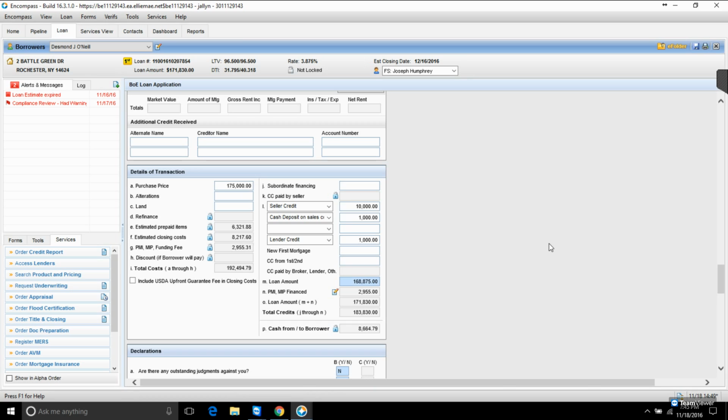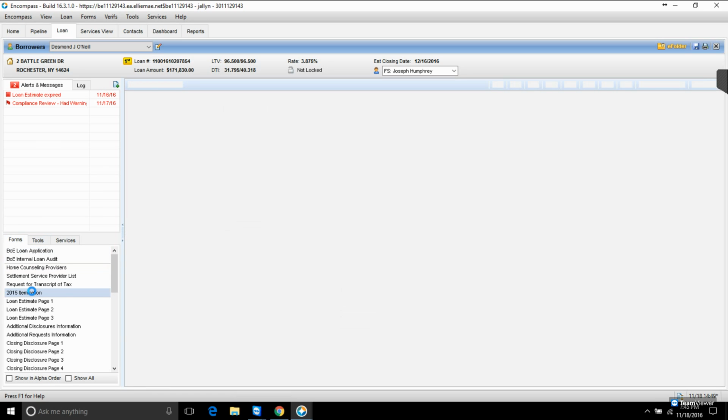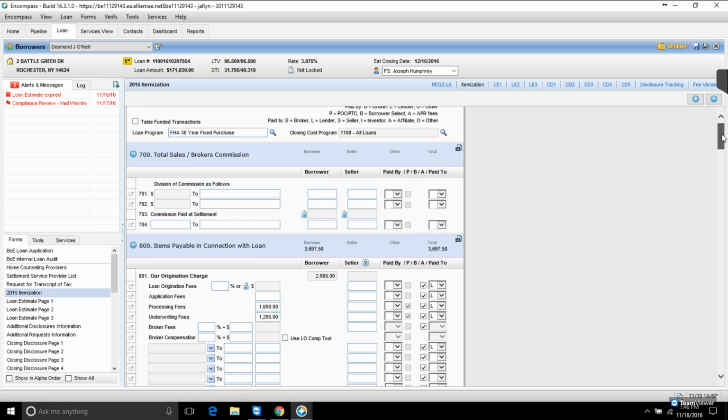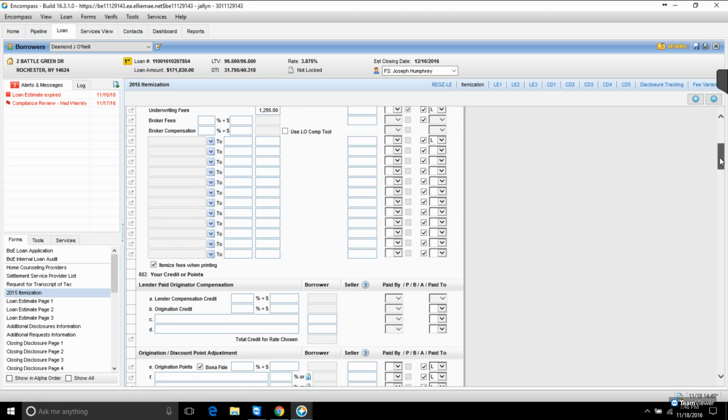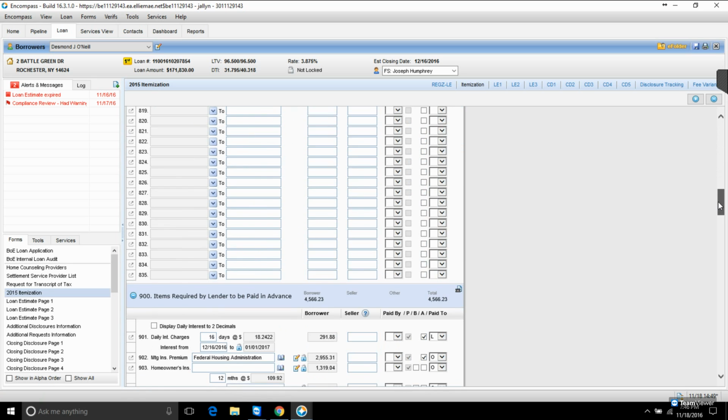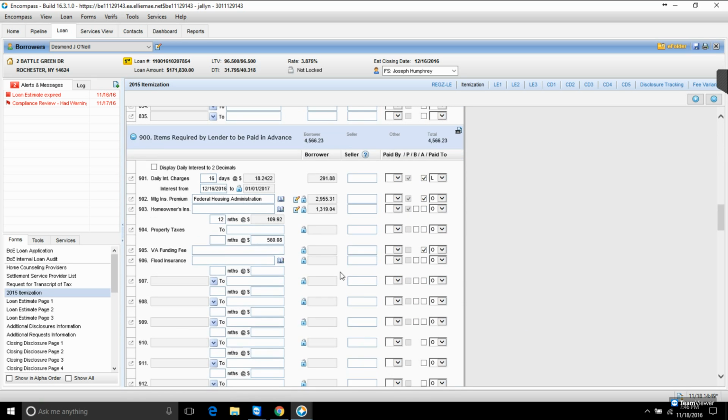Now, what I actually do is go and look at the itemization and see if there's anything that stands out that might be incorrect. I also double check the insurance and taxes, because if the insurance is lower or the taxes are lower, that could impact your estimate. Right now it's $8,600. This deal's in New York, so I know you've got high fees in New York. It's got his homeowner's insurance for a full year. Right here on line 903, it says $1,319.